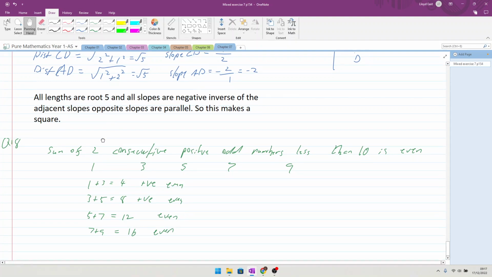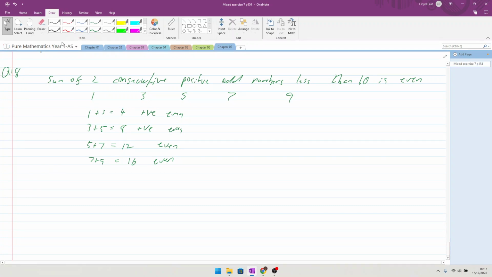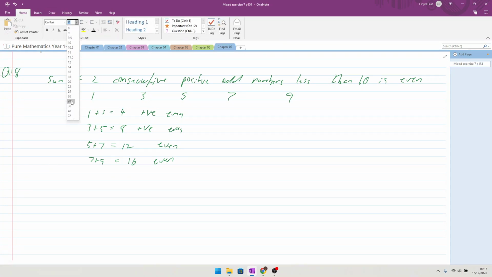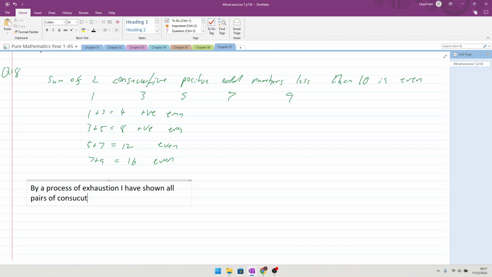So by a process of exhaustion, I have shown that all pairs of consecutive positive odd numbers less than 10 is even.